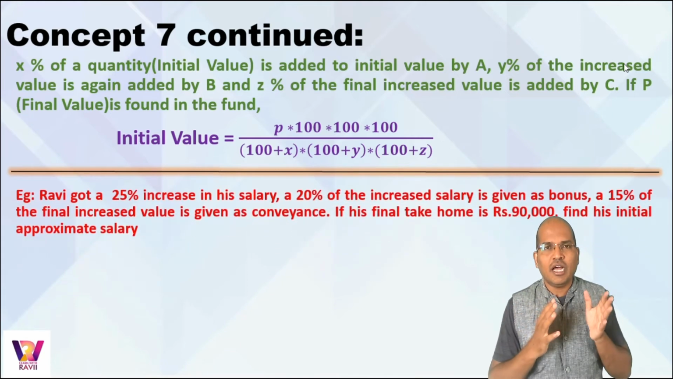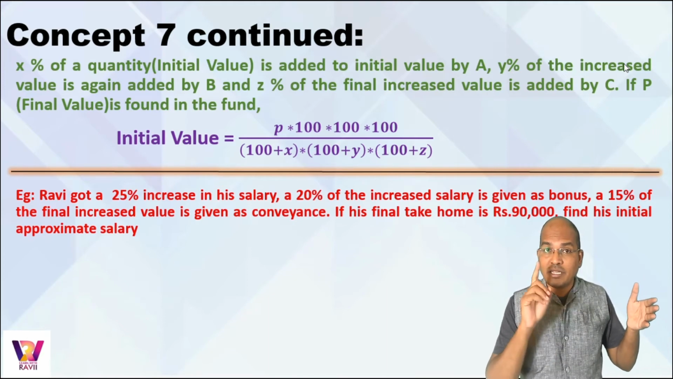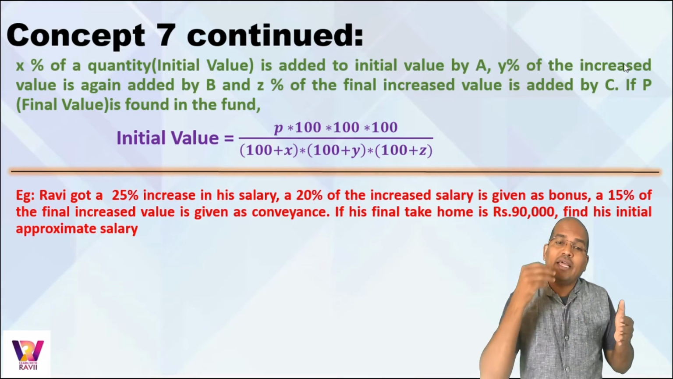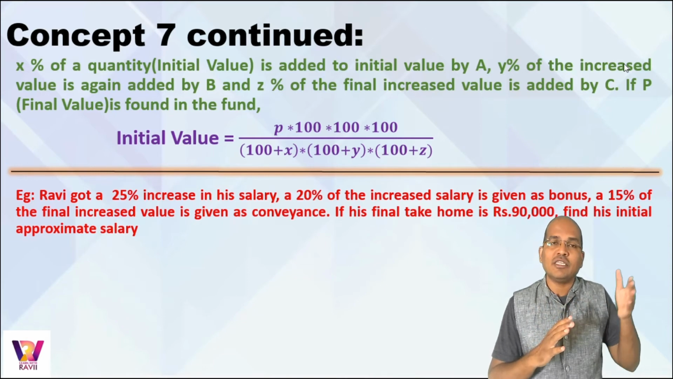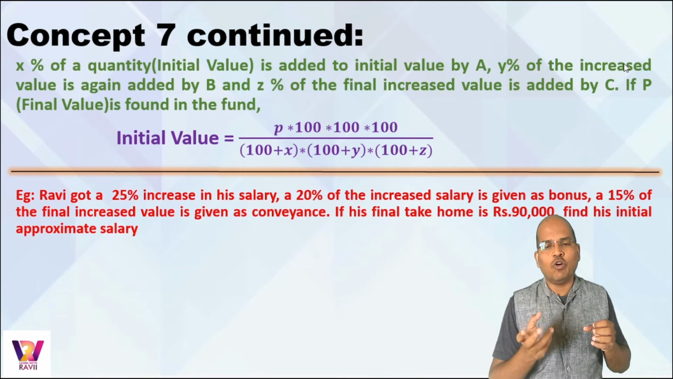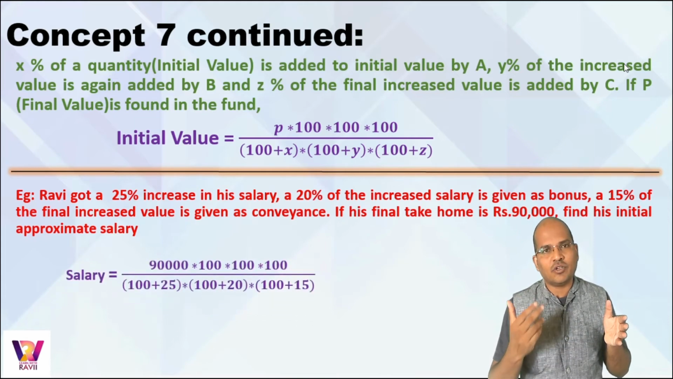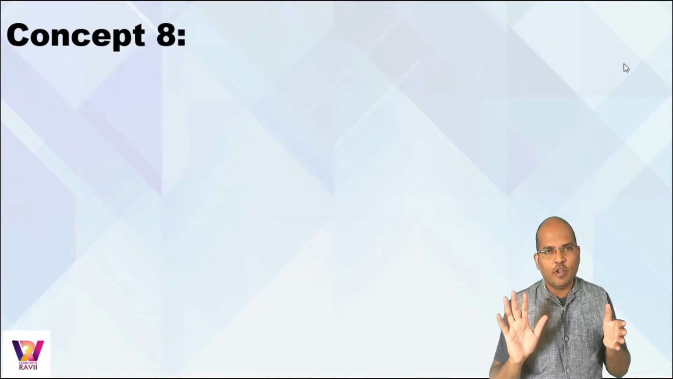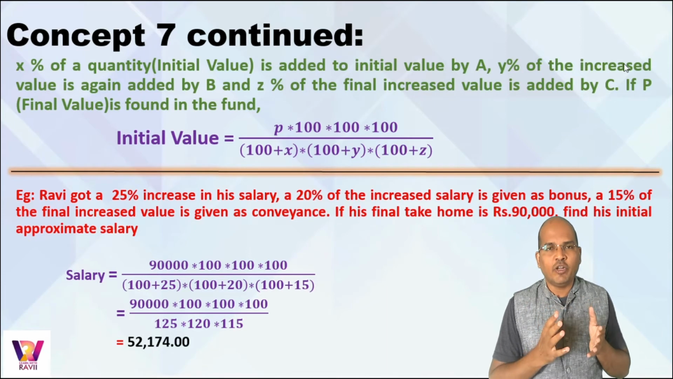The problem says Ravi got a 25% increase in his salary, and 20% of the increased salary is given as bonus. Please, the second line is important. 20% of the increased salary is given as bonus, and 15% of the final increased value is given as conveyance. Now, if his final take home is rupees 90,000, then find the initial approximate salary. So you are given X, you are given Y, you are given Z, you are given the value of P, and it is found to be approximately 52,000 rupees. Just plug in the values to get the outputs.